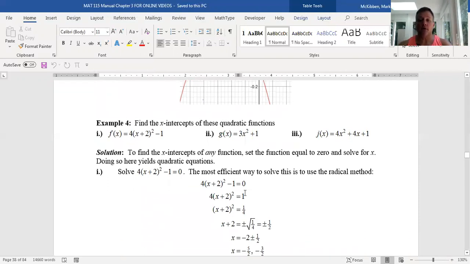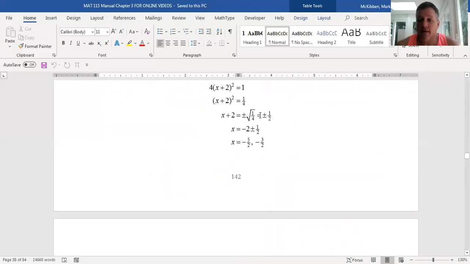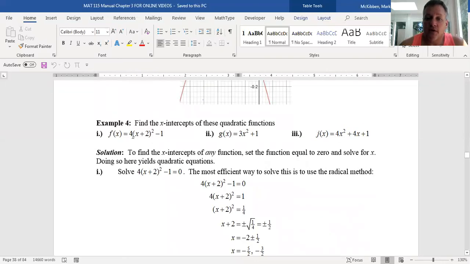So I'm going to add the 1 to both sides. I'm going to divide by 4, and then I'm going to take the square root of both sides. Don't forget the plus or minus there. And then plus or minus the square root of 1/4 is really a half. Subtract 2 from both sides and then simplify, right? You're subtracting and adding a half to minus 2 each time to get those. So for this one, you have two x-intercepts, one on either side of the vertex.